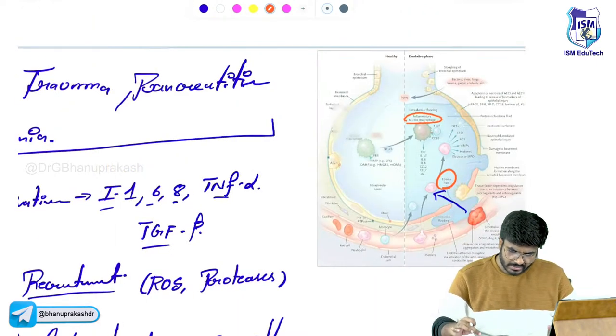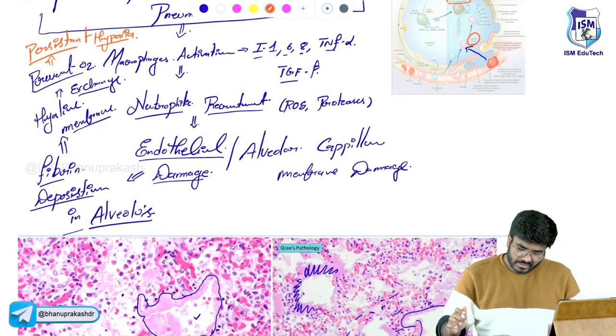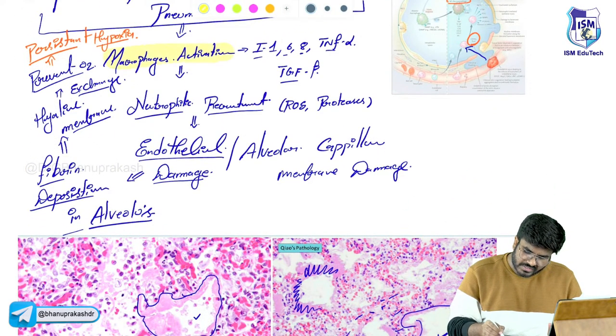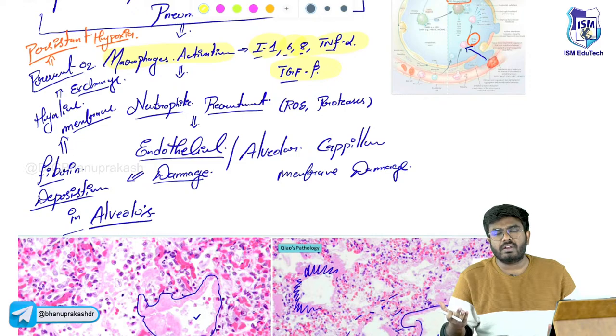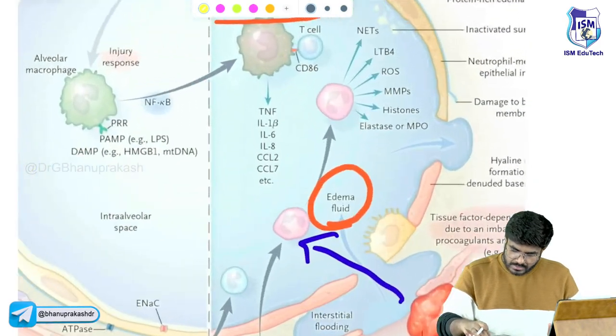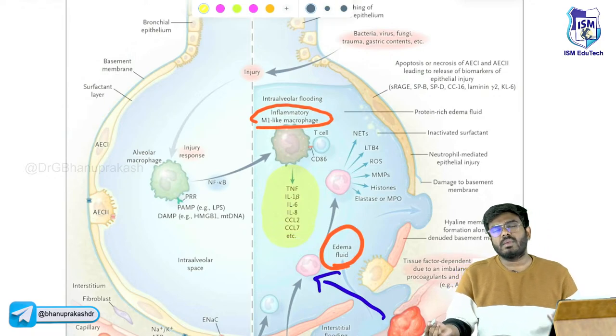That's what I have explained. You see, sepsis, aspiration, trauma, pancreatitis, pneumonia. First, what is getting activated? Macrophages are getting activated. Now, what will these macrophages produce? Interleukin 1, 6, tumor necrosis factor alpha, and transforming growth factor beta. These are the chemicals, the cytokines that are getting produced.